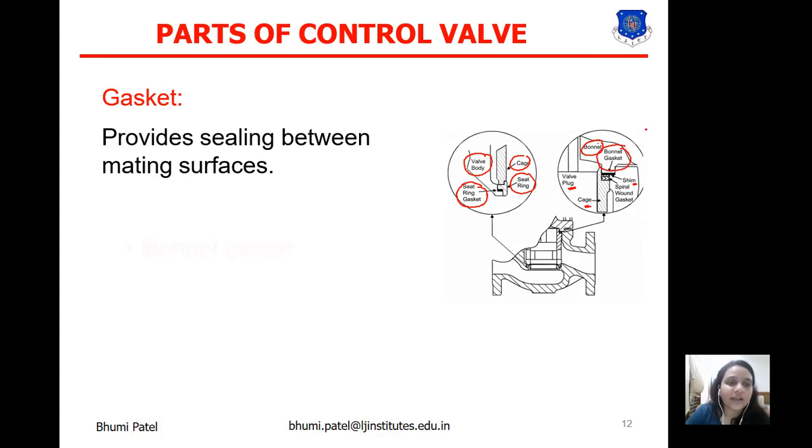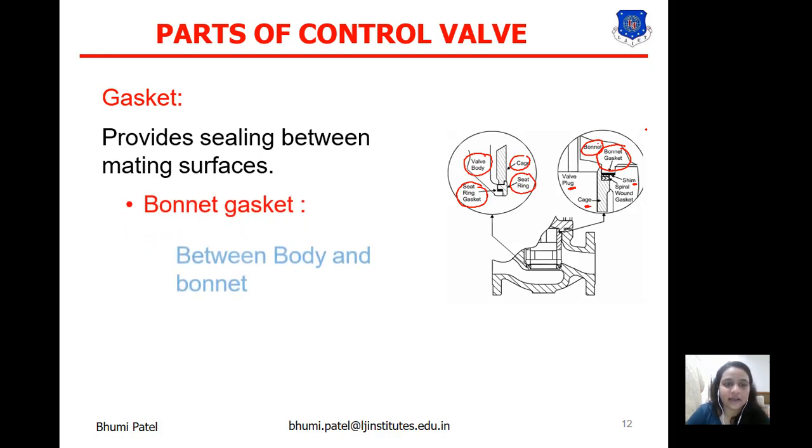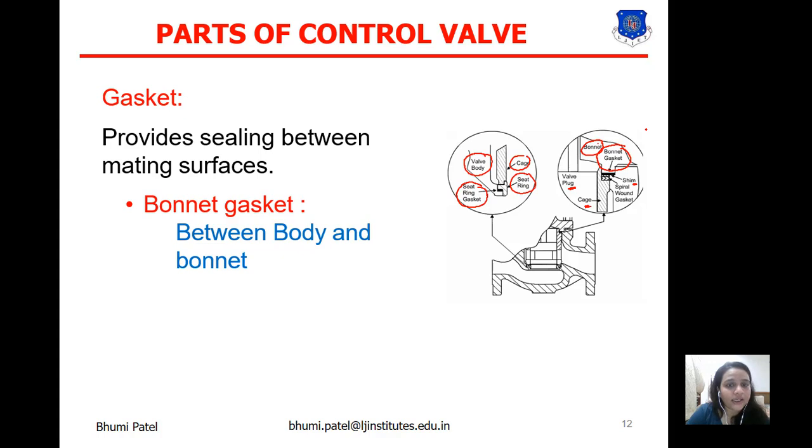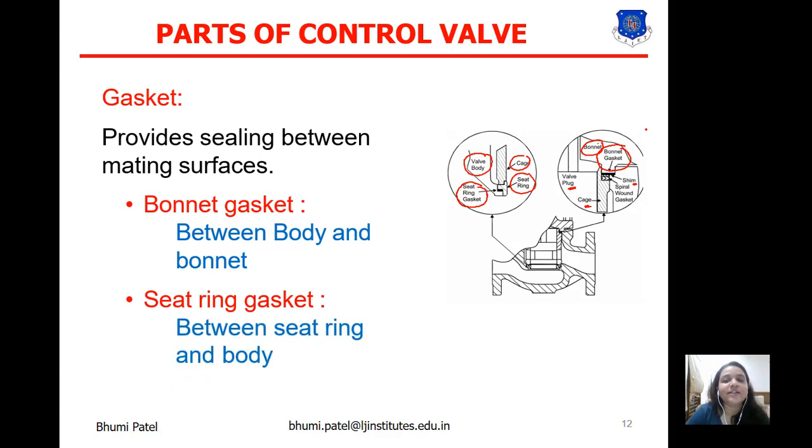So we have two types of gasket. First one is the bonnet gasket between the body and the bonnet. And what is the seat ring gasket? Between the seat ring and the body. So the difference between the bonnet and seat ring gasket is that one is connected between body and bonnet, and the other is connected between seat ring and body.